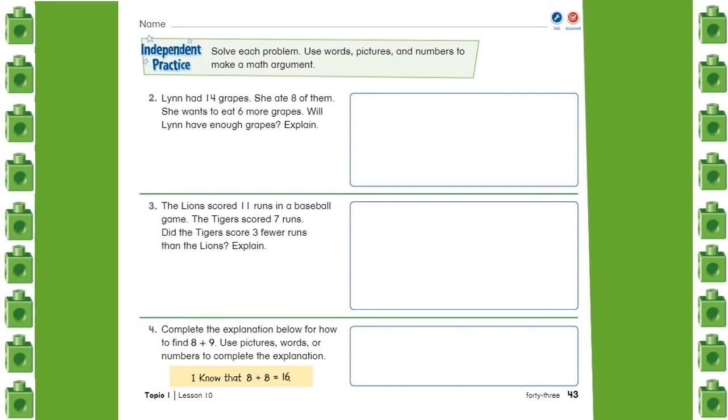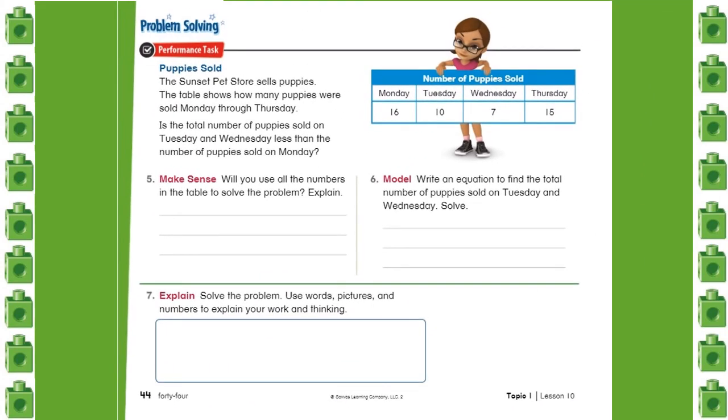So next, the independent practice, you have word problems again. So read 2, 3, and 4 carefully. Underline the information that they're giving you. Underline what you know. Circle what you need to find. Okay? And for 5, 6, and 7, you have to read this very carefully. 5, 6, and 7 are all connected to the story at the top. It says puppies sold. Okay, so read that story and try to answer 5, 6, and 7, and we will go over this later. Okay?